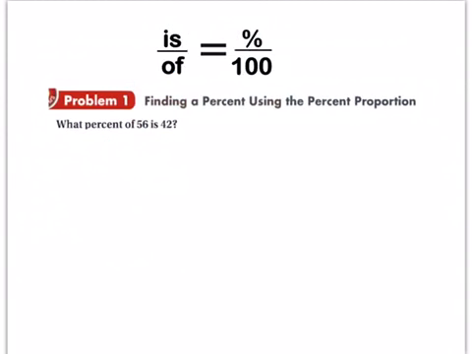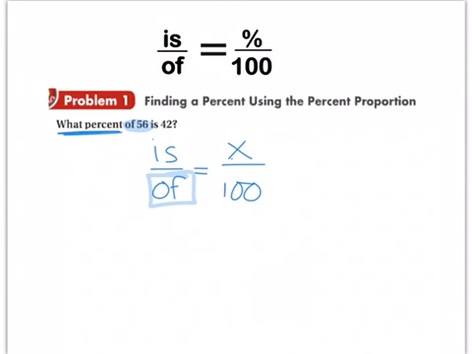Okay, so to find a percent using the percent proportion, we're going to use this: is over of equals the percent over 100. Now they're asking me what percent. That means I don't know what the percent is. So in my percent box, I'm going to replace it with X. Where it says of 56, where I see the word of, I'm going to replace that with 56. And it says is 42. So again, where I see this word is, I'm going to replace that with 42.